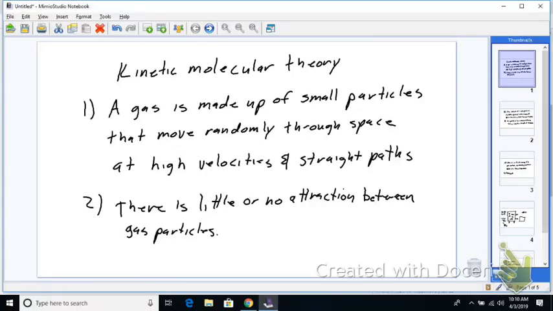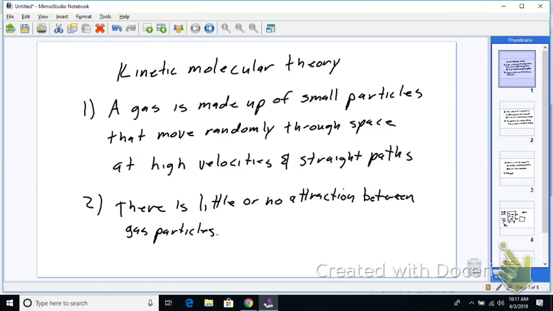Kinetic molecular theory is about moving molecules and some of their behaviors and statements associated with that. So one, a theory about gases that are made up of small particles. They're called molecules. They're moving randomly, which means they move in all different directions. They're all over the place. They don't just decide, hey, we're all moving in this direction. They're moving in all different directions, all different angles, through a space.